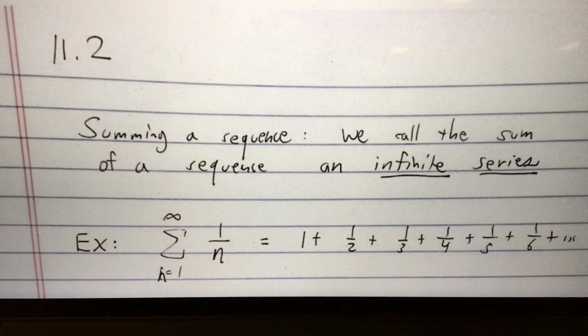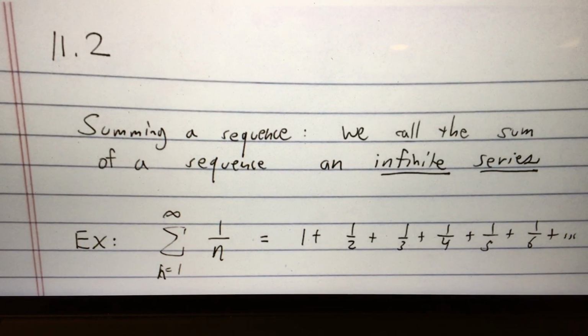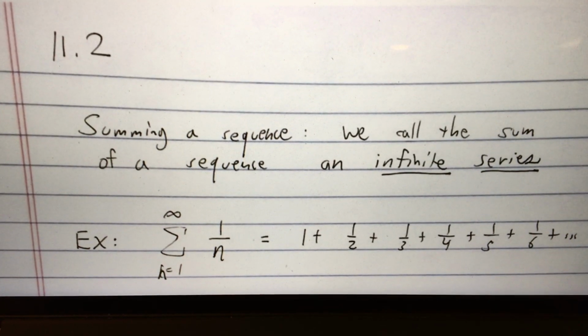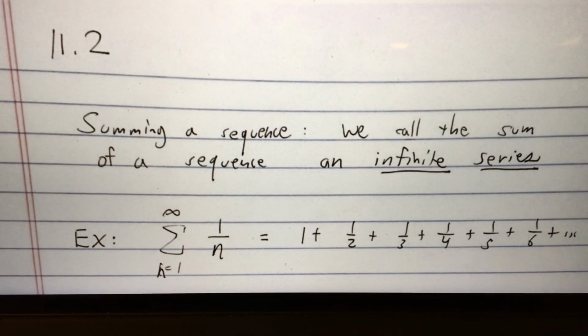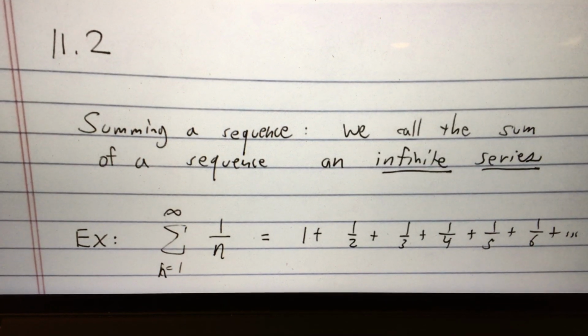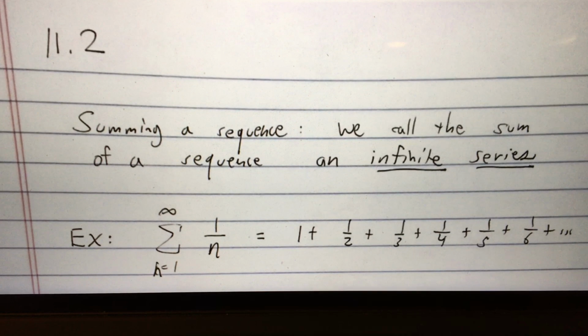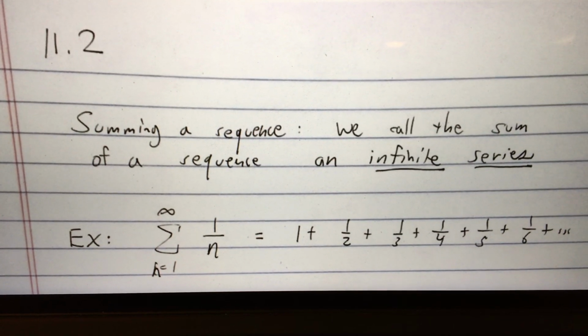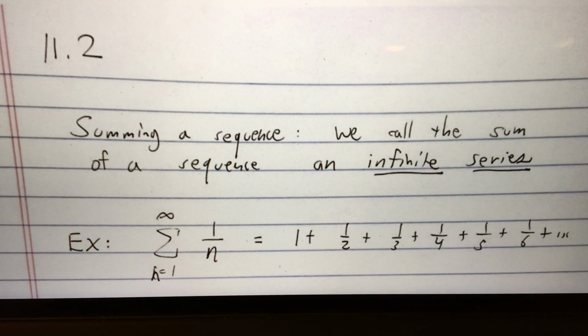So for an example, here's an infinite series. N equals 1 to infinity, summation 1 over n. Now that big sigma, you have seen some places before in Riemann sums, it means add every time, and it means start at n equals 1 and then go up by 1 each time, so that the result of this is 1 plus 1/2 plus 1/3 plus 1/4, and it goes forever because the top is infinity on the big sigma.